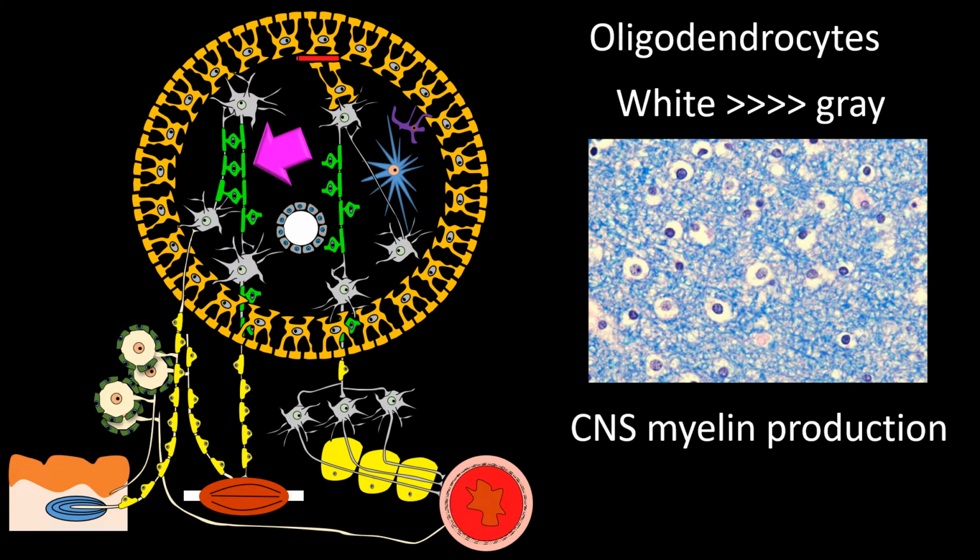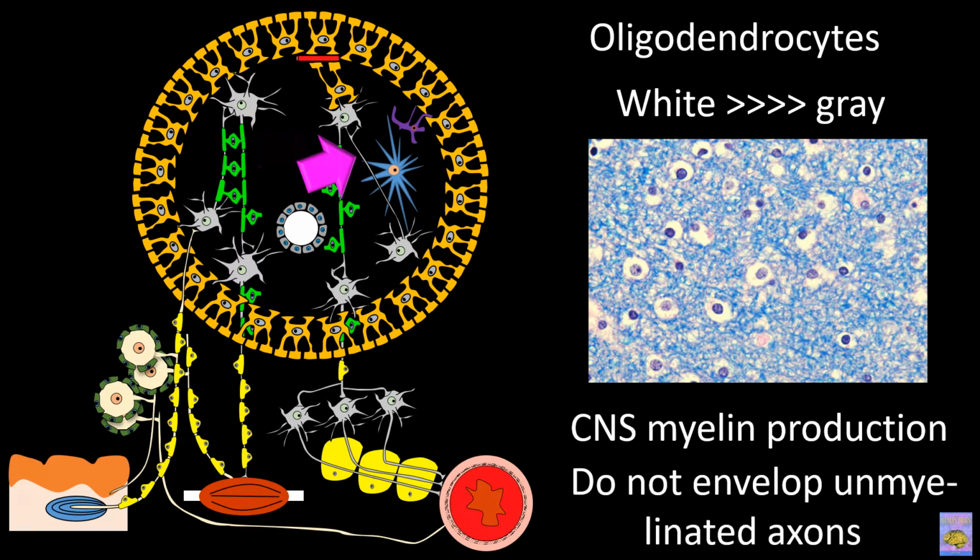They are in charge of producing myelin in the central nervous system. Unlike in the peripheral nervous system, where every unmyelinated axon is enveloped by a Schwann cell, the equivalent of oligodendrocyte in the peripheral nervous system, in the central nervous system, unmyelinated axons are not covered by oligodendrocytes.